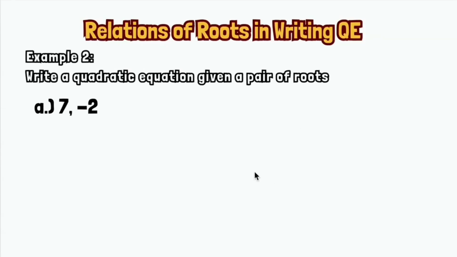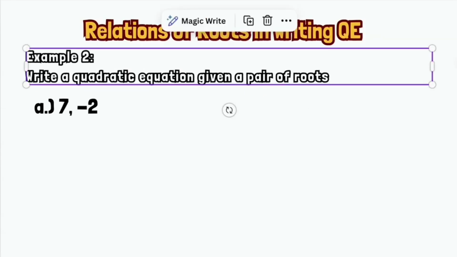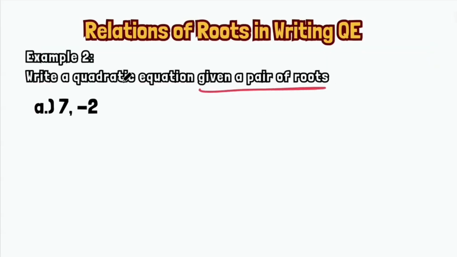In the second example, we will write a quadratic equation given a pair of roots. So how is it possible? Given the knowledge that we have from the previous discussion, we could write a quadratic equation. Given here are 7 and negative 2. What are 7 and negative 2?